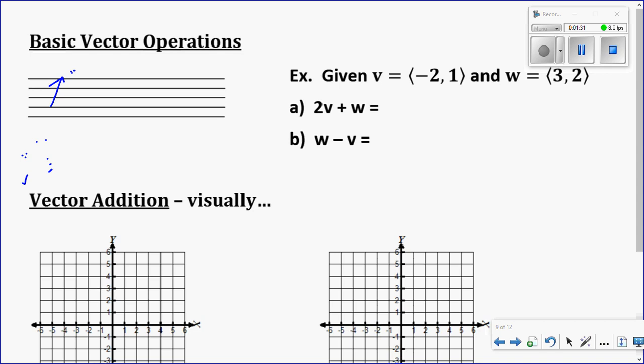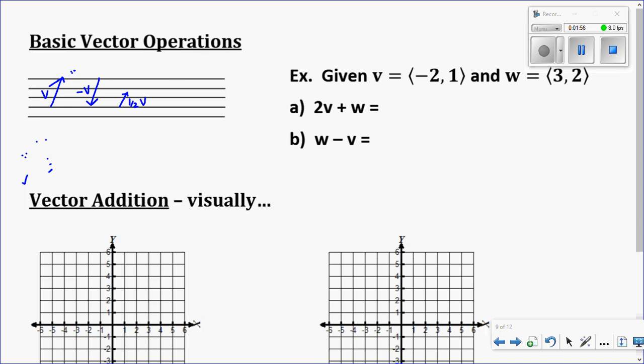Okay, so you have that vector there. That's called vector v, right? So if you want to do negative v, you would turn it around, right? That would be negative v. If you wanted to do half of v, you would go halfway that distance right there, so that'd be 1/2 v. So that's like multiplying it by a scalar.